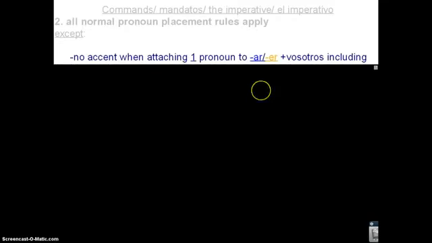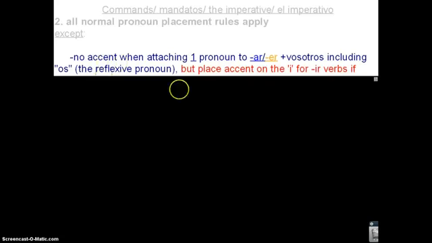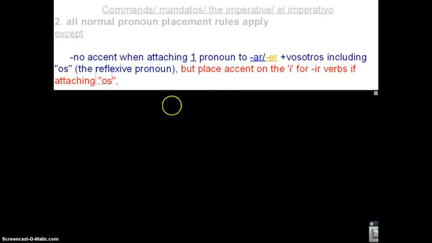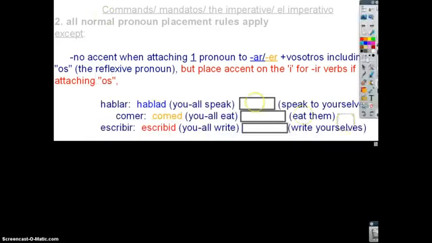Okay, as you guys might have just noticed when I showed you the affirmative command of levantarse for the vosotros, it was levantaos. So that shows you that there is no accent when attaching one pronoun to an AR or ER affirmative vosotros command, including the os. But you do need to place an accent on the I for IR verbs if you're attaching os. This is what this looks like.